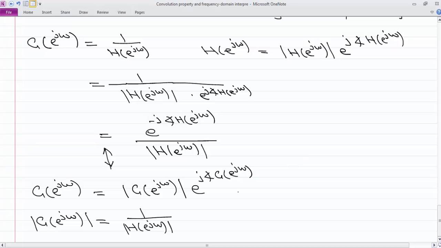And what is the phase? The phase of my inverse system is simply the negative of the phase of nature's system. Okay? So if nature shifts my frequencies this way, you want a system that will shift your frequencies this way. So just a complete reverse of whatever nature is doing.